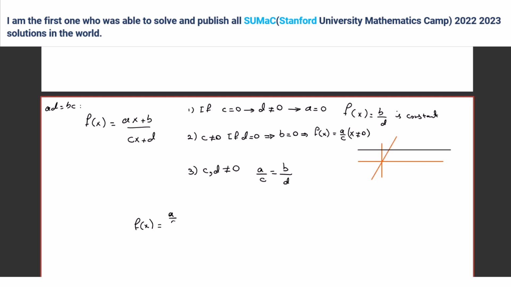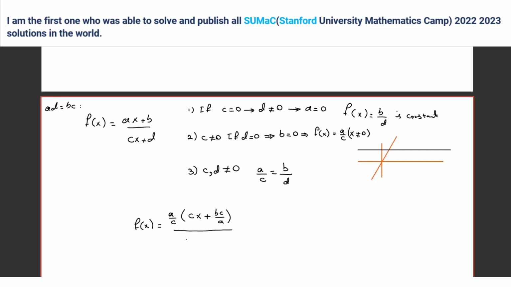Do you agree we can factor A over C? Then it will be Cx plus what? A over C times (Cx plus D). BC over A, which is D, right? Okay.